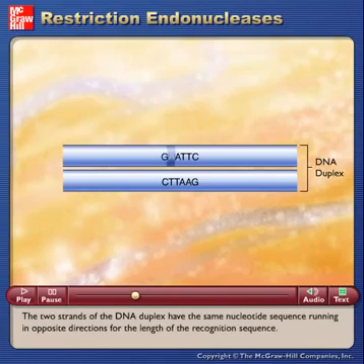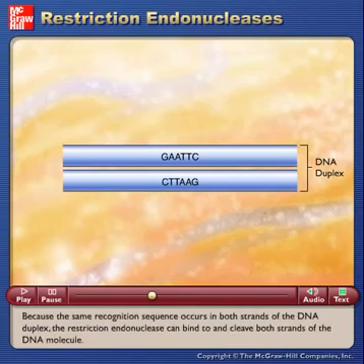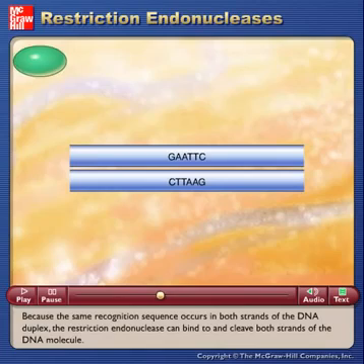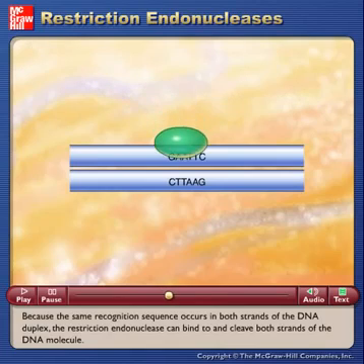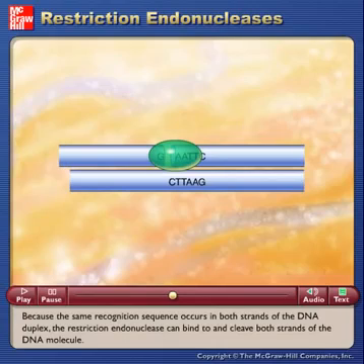The nucleotides at one end of the recognition sequence are often complementary to those at the other end. The two strands of the DNA duplex have the same nucleotide sequence running in opposite directions for the length of the recognition sequence. Because the same recognition sequence occurs in both strands of the DNA duplex, the restriction endonuclease can bind to and cleave both strands of the DNA molecule.